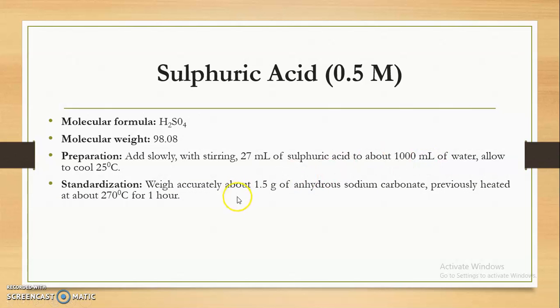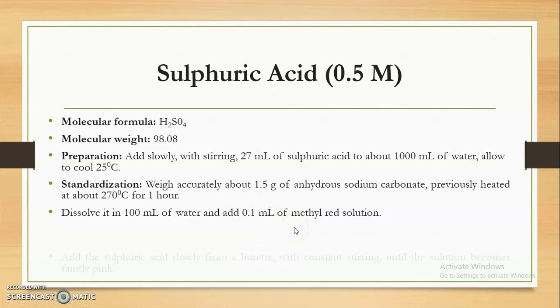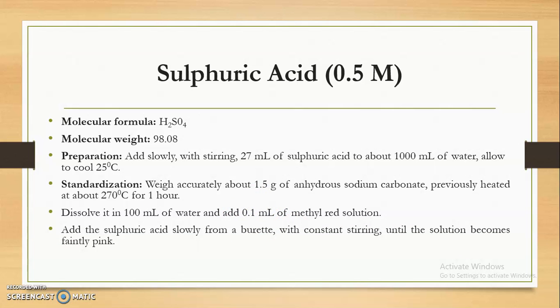Weigh accurately about 1.5 gram of anhydrous sodium carbonate. Here also the same primary standard is utilized, that is sodium carbonate, which is previously heated to about 270 degrees Celsius for 1 hour for removing the moisture content and whatever water of crystallization is present. Then dissolve that quantity in 100 ml of water and add 0.1 ml of methyl red solution. Then add sulfuric acid slowly from a burette with constant stirring until the solution becomes faintly pink.